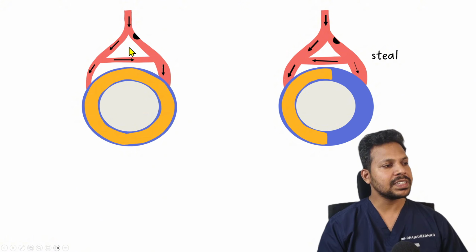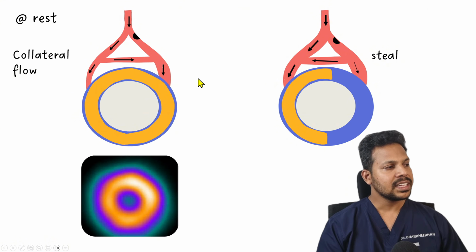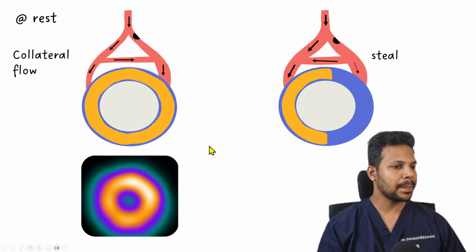So, here is an occluded vessel, and here is a normal vessel, and here is the collateral. So at rest, this is the collateral flow, and when you look at a PET scan, this is how it is. The orange color indicates the perfusion.